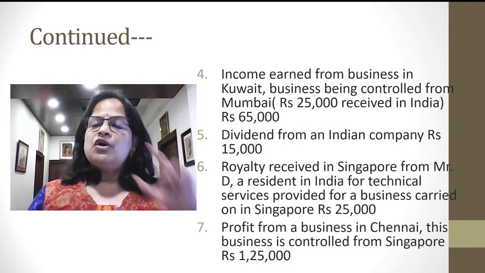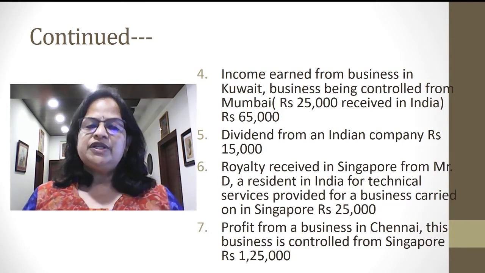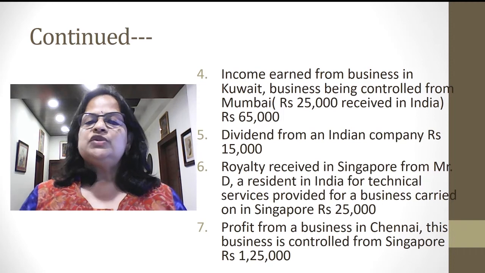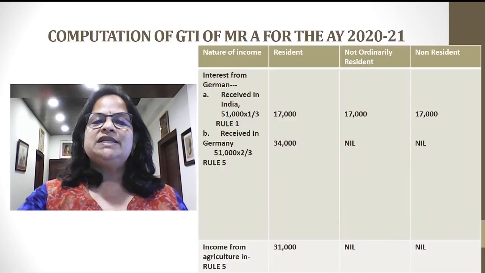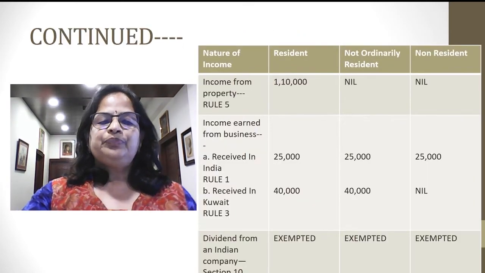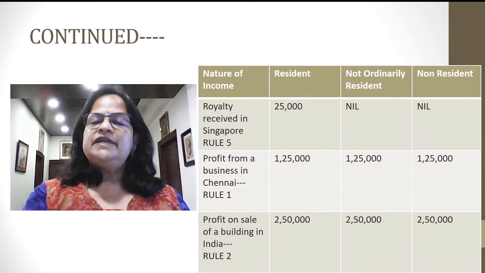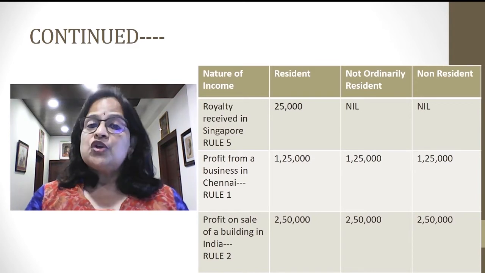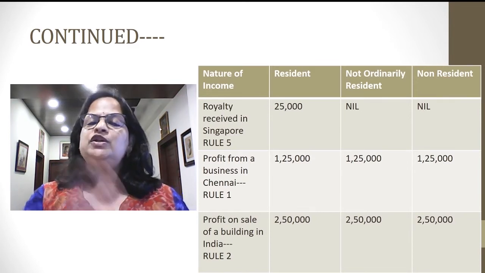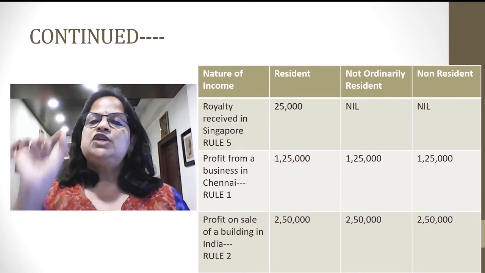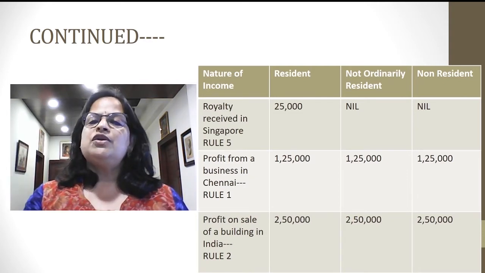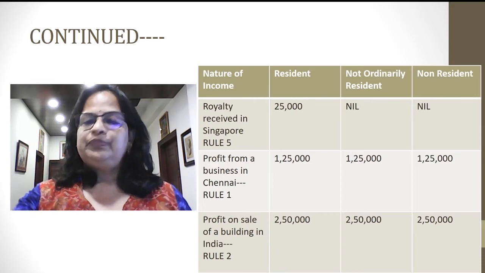Next point is royalty received in Singapore from Mr. D, a resident in India, for technical services provided for a business carried on in Singapore. So it's technical services. Now we'll see what is the question, what is the answer. So this royalty received in Singapore, it's not business income or professional income, it's royalty. So it's point number 5. It will be taxable only for resident. 25,000 will be taxable for resident, not ordinarily resident, and non-resident it will not be taxable.